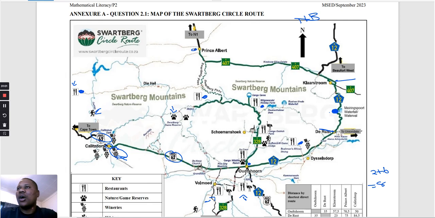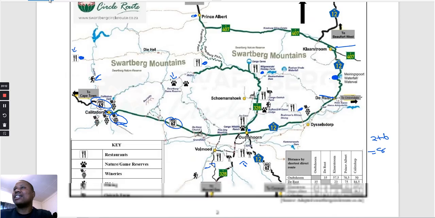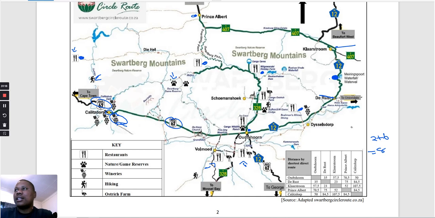Okay, look, we're not going to pass anything. There's no marking out. This is what place, you understand? So this is a direct distance. If you look at the direct distance, it is given here on the distance map, the direct distance from the Oostrom to Prince Albert. So the direct distance is how much?